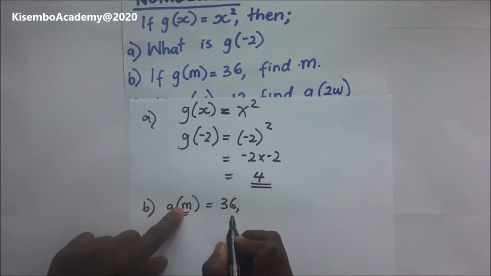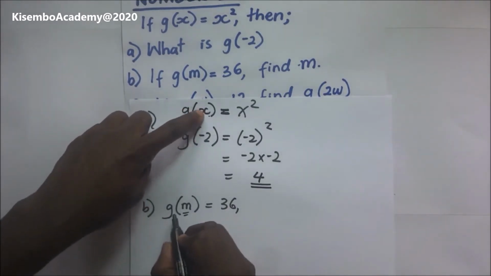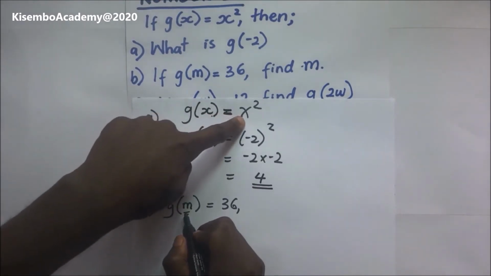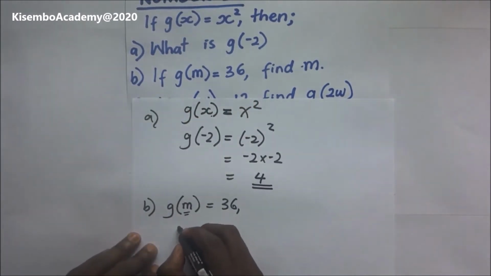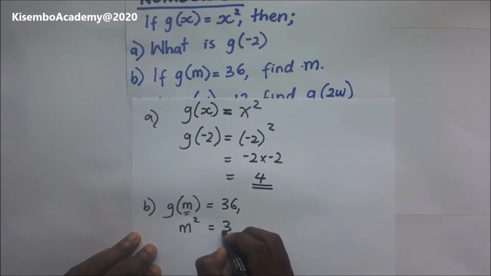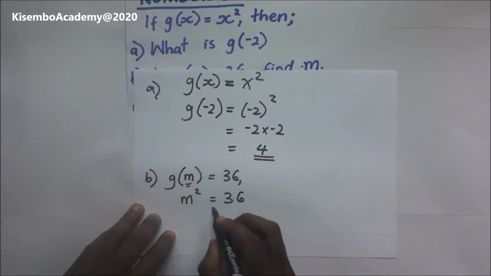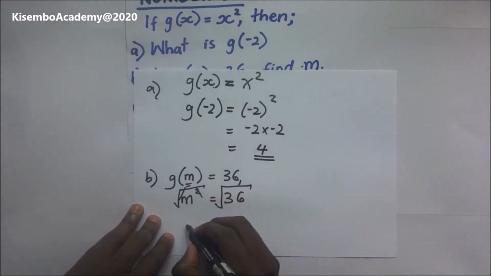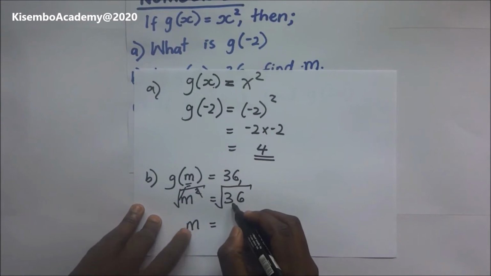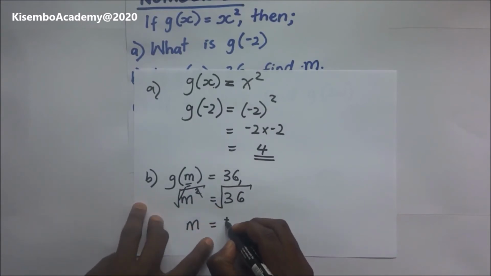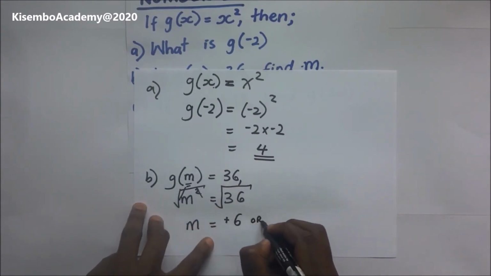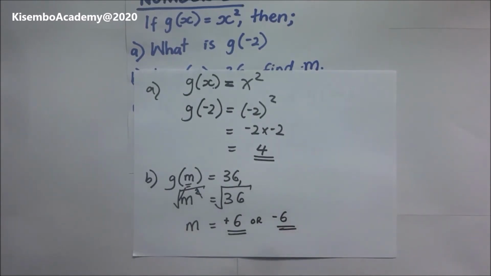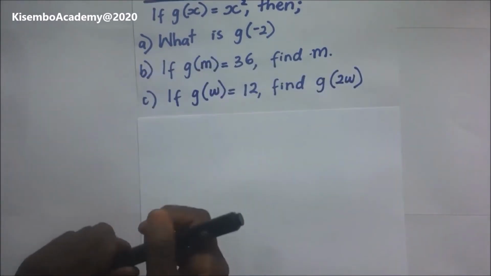So in the expression g of x, our value of x has become m. It means that this is the same as m squared, so m squared is the same as 36. To find the value of m, we find the square root on both sides. This goes with that, and m becomes the square root of 36, which is either positive 6 or negative 6. So the values of m are actually 2. That is our part B.